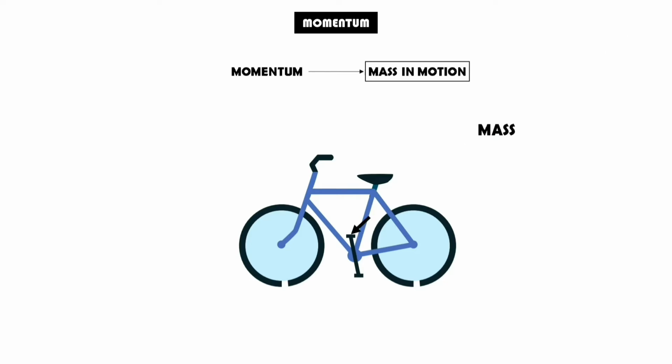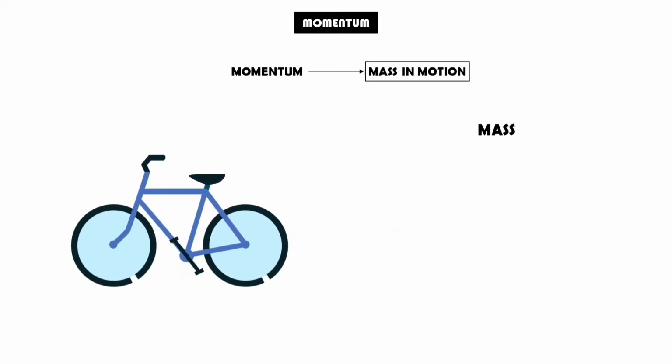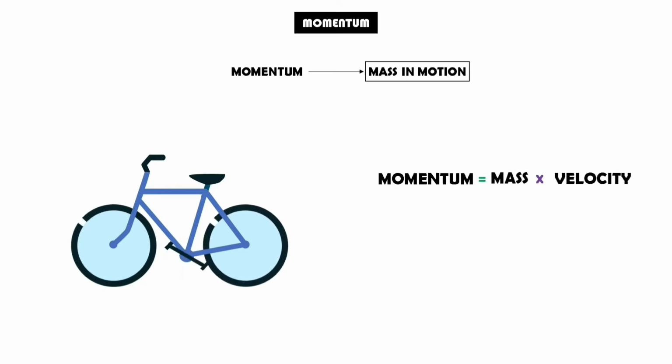Now we apply some force on the pedal. After applying this force, the bicycle starts moving like this. So now we can say that this bicycle has some velocity. By multiplying these two terms, we get momentum. By this, we confirm that momentum has mass and velocity. That is, it has some mass and due to this motion, it has some velocity. In simple words, we can define momentum as mass in motion.